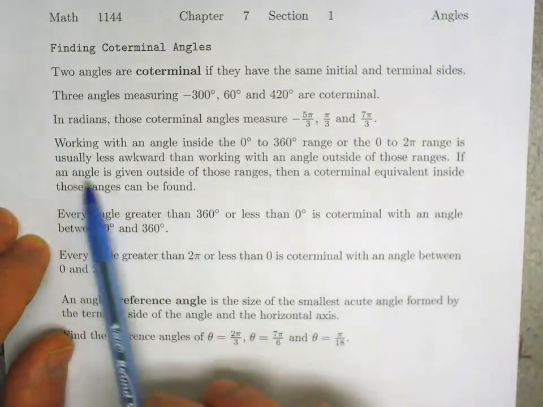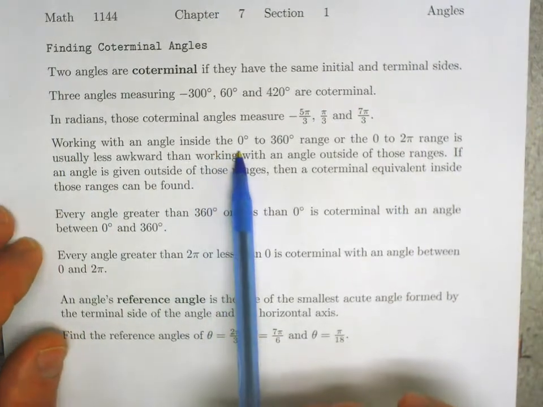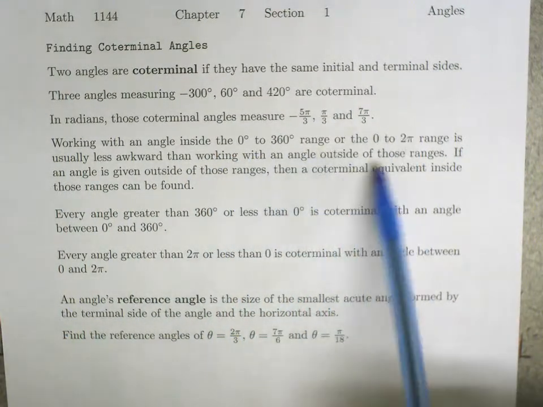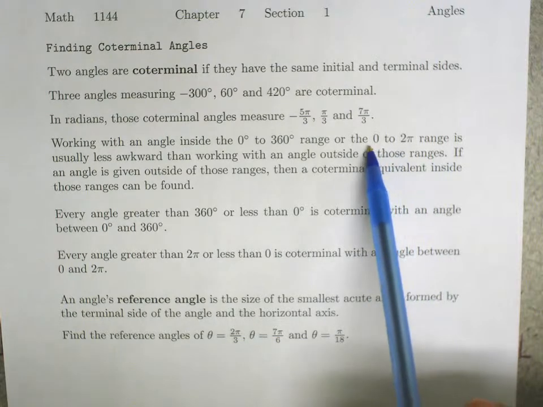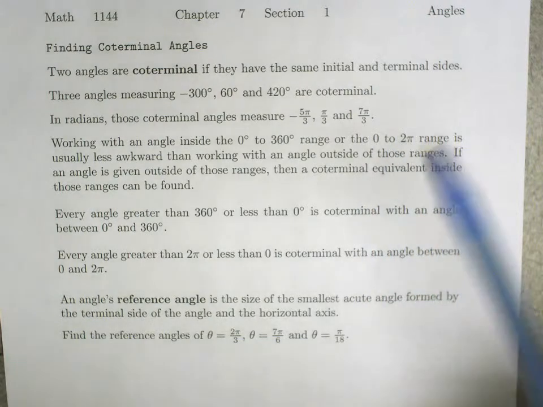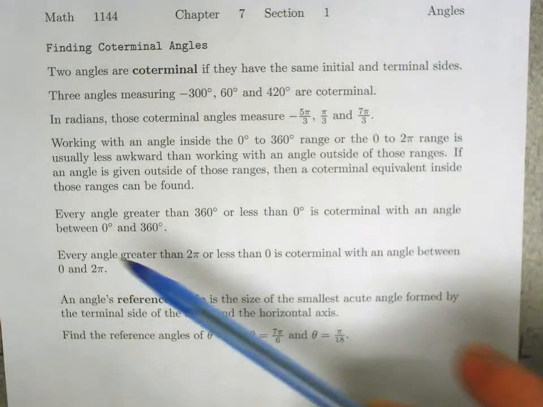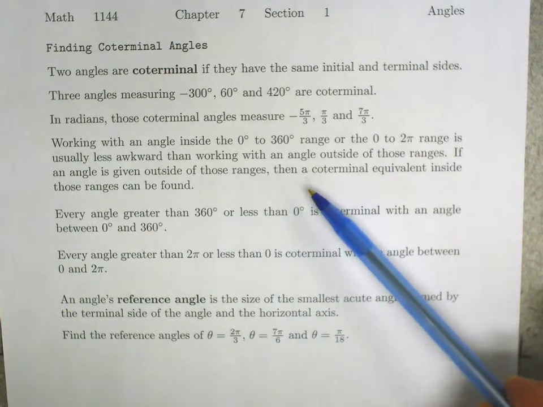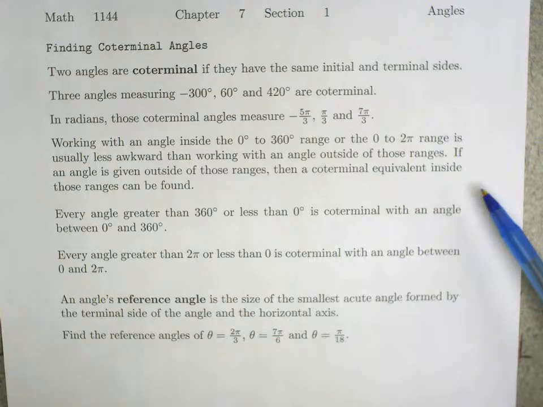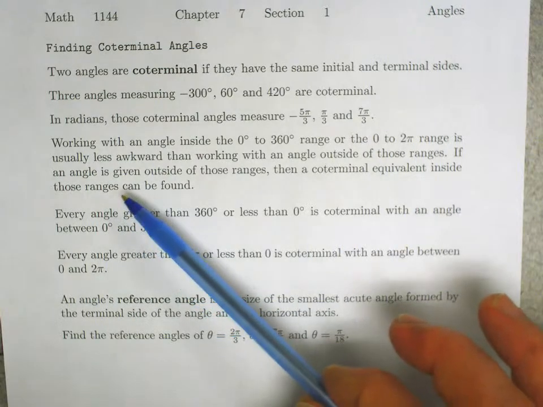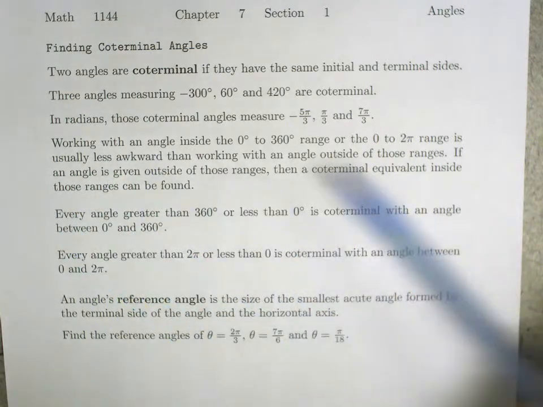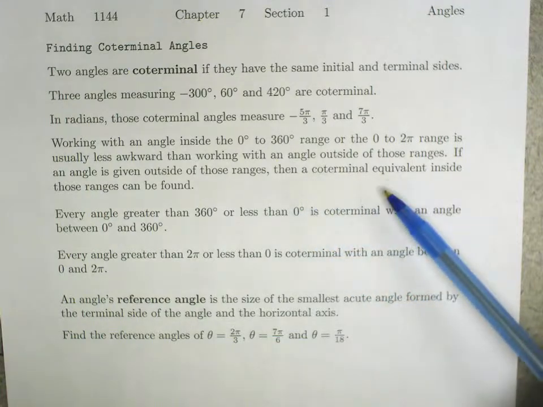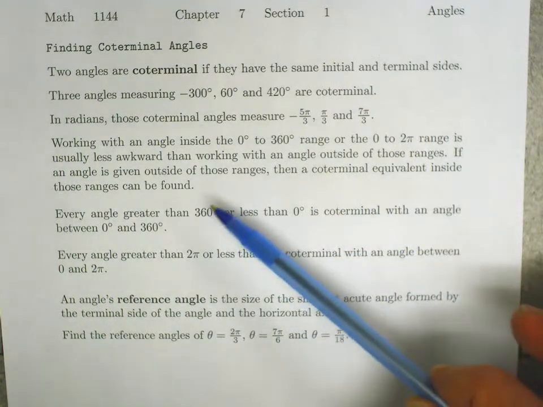Okay, working with an angle that's inside the 0 degrees to 360 degree range, or in radians from 0 to 2 pi, is usually less awkward than working with an angle outside of those ranges. So if an angle is given outside of those ranges, then a coterminal equivalent inside those ranges can be found.